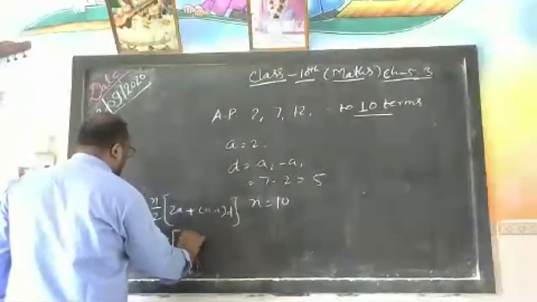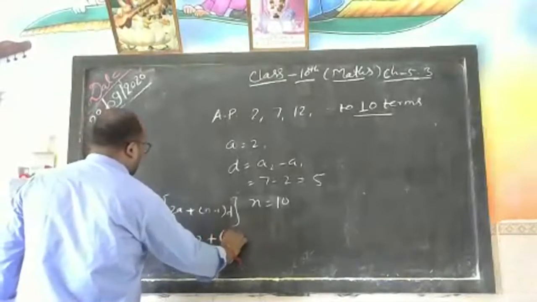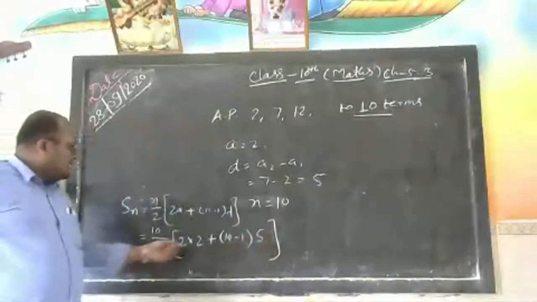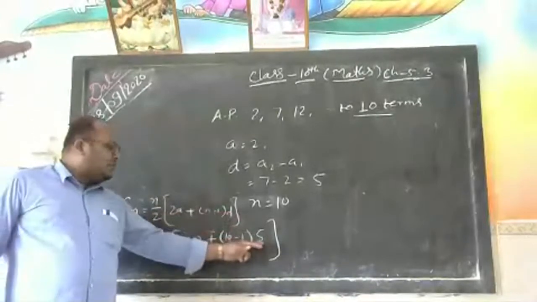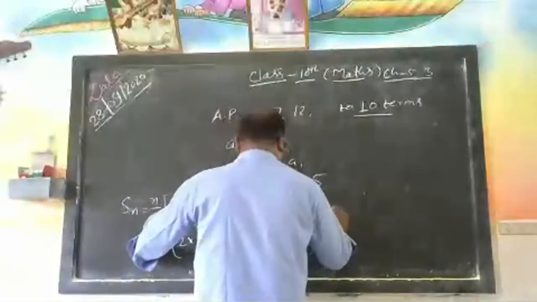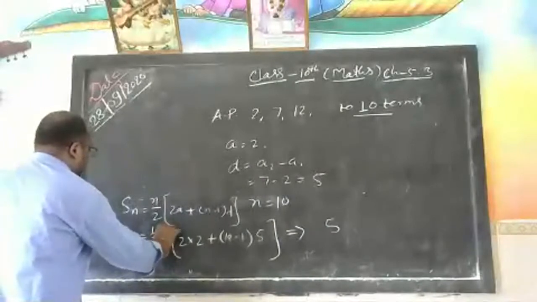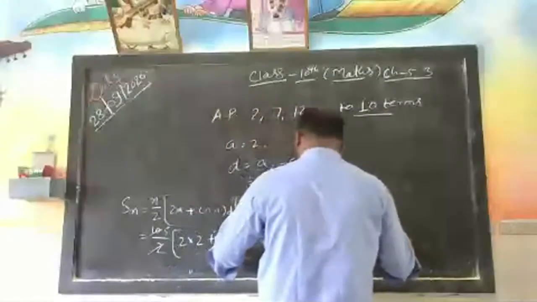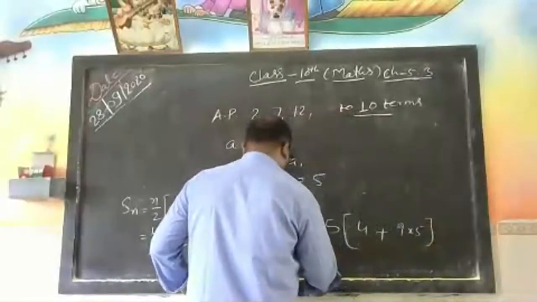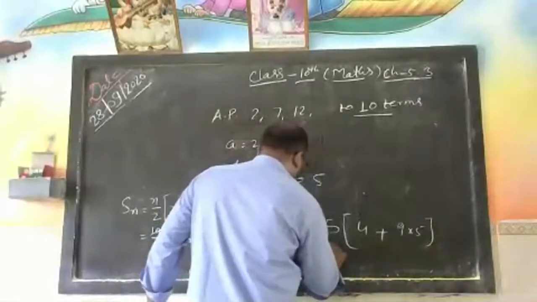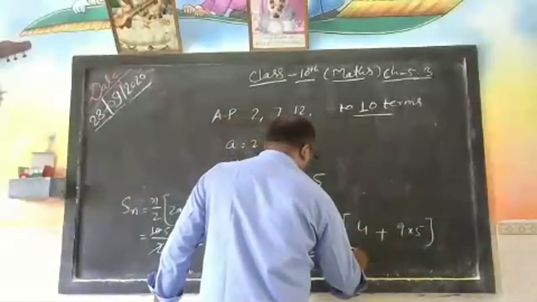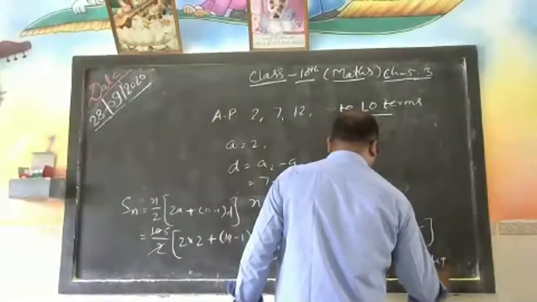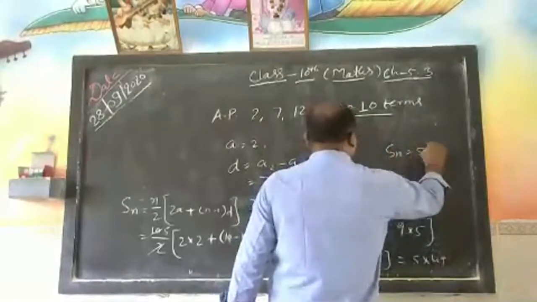So just put the values: 2 into 2 plus 11 minus 1. Not 11, only 10. And d is equal to 5. So n is equal to 10, a is equal to 2, and d is equal to 5. Now solve this. This implies that the 2 cancels, so it is 5 into 4 plus 9 into 5, which is 5 into 4 plus 45, which is 5 multiplied by 49.